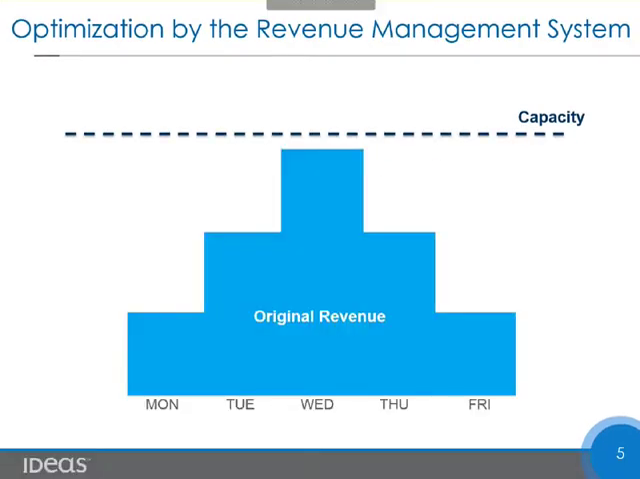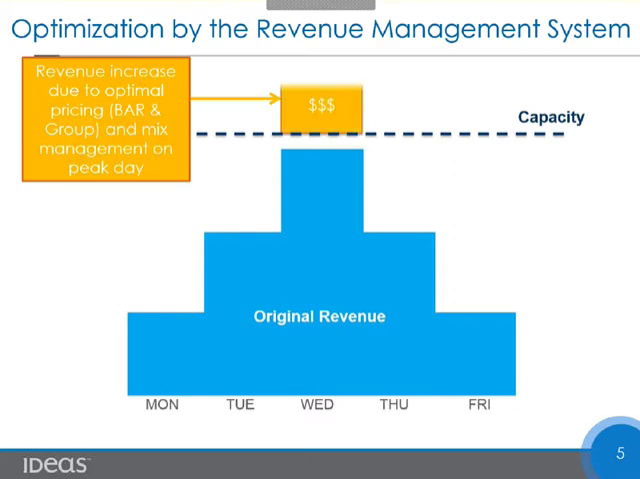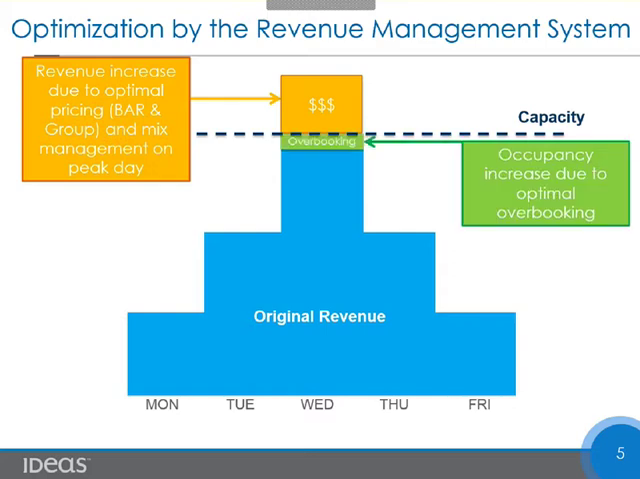So how and where does an RMS optimize your business? On peak days, the revenue management system will help you drive revenues with optimal market mix decisions, as well as BAR and group pricing. Second, as well on your high occupancy days, the RMS will drive revenues and room nights with optimal overbooking controls, getting you closer to sellout.